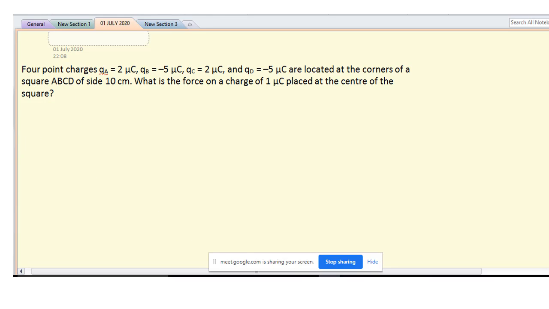4 point charges: 2 microcoulomb, minus 5 microcoulomb, 2 microcoulomb and minus 5 microcoulomb are located at the corners of a square ABCD of side 10 centimeter. What is the force on the charge of 1 microcoulomb placed at the center of the square?